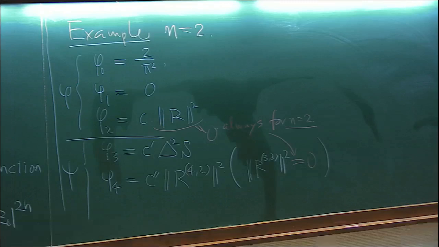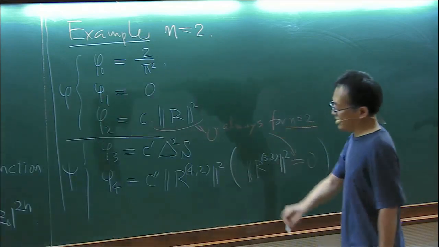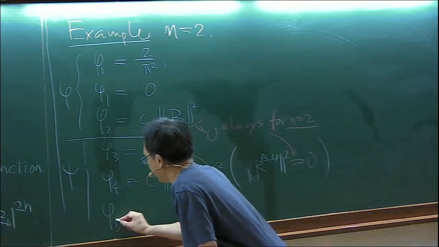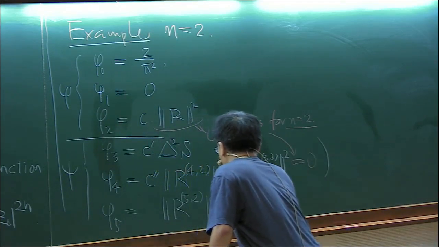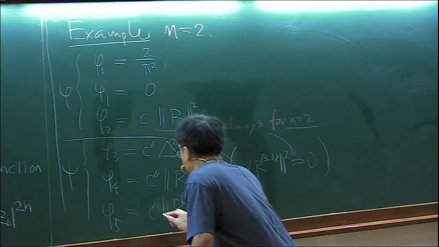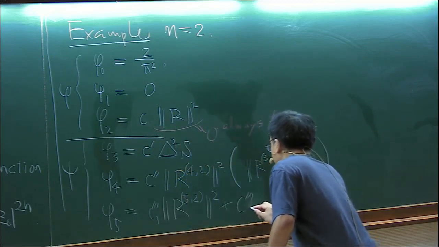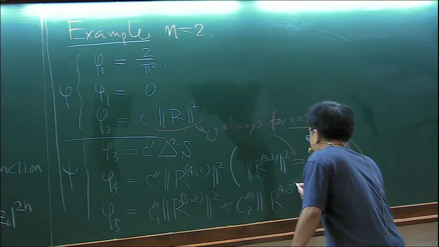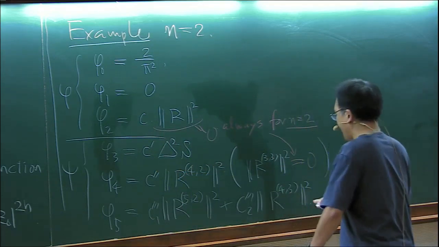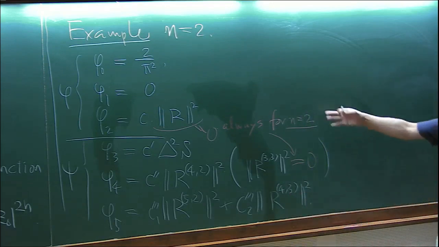If you apply the Laplacian more, that will kill it, because eta is essentially harmonic. So this is the only term which survives. And for 5, you have r 5, 2, square, 1, plus r 4, 3. There may be other candidates, but all vanish for dimensional reasons.